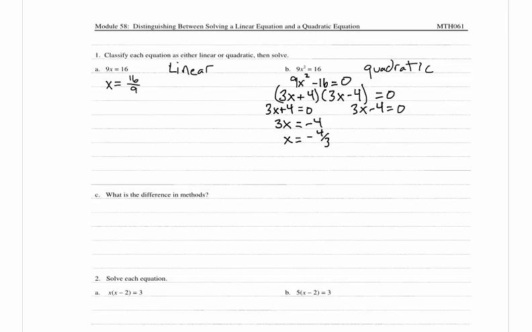And for 3x minus 4 is equal to 0, I'm going to start by adding 4 to both sides. So I get 3x is equal to 4. And x is equal to 4 thirds when we divide both sides by 3. So 9x squared is equal to 16. The solutions are x is equal to negative 4 thirds or x is equal to 4 thirds.